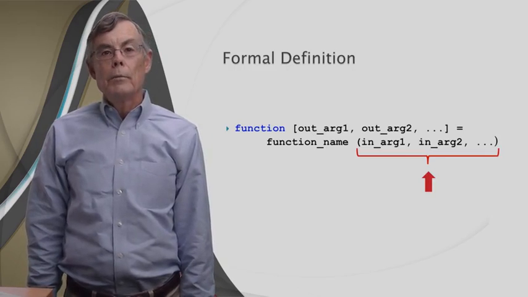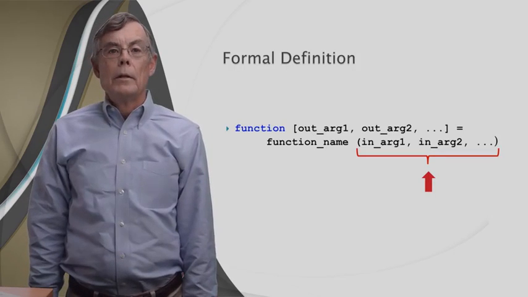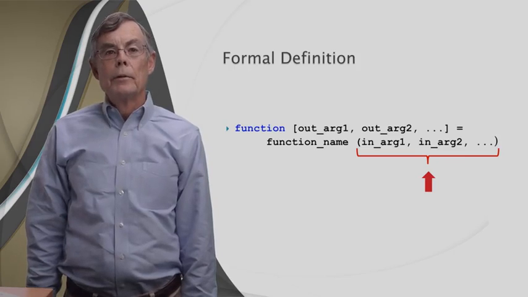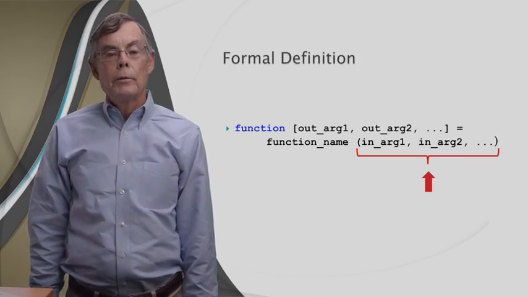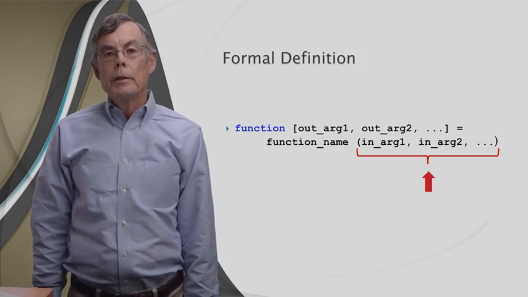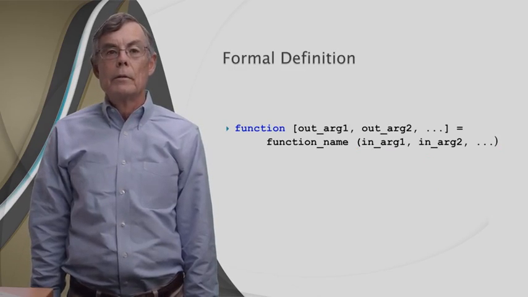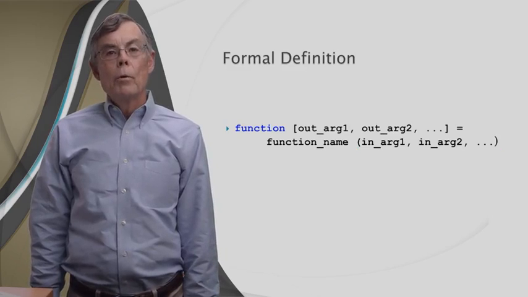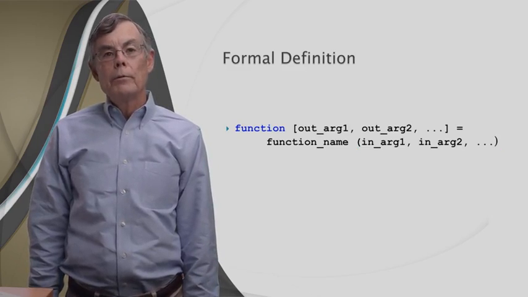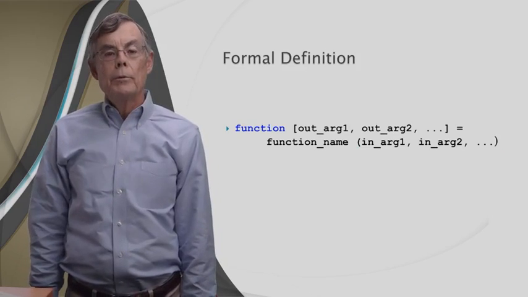Then come the input arguments, if any. If you don't have any input arguments, then parentheses are optional. Otherwise, a comma-separated list of input argument names goes between parentheses. Okay, that's the formal description of the function declaration. But let's see some examples.